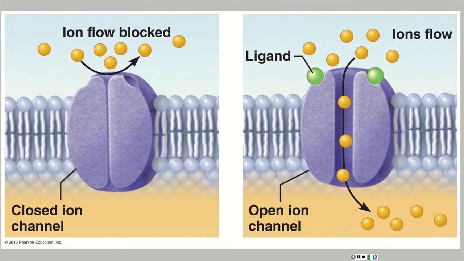So here is a ligand gated channel, just so that you can see how it works. Here it is closed, but if a certain specific chemical attaches to the ligand gated channel, it opens. And once it opens, specific substances can pass through.